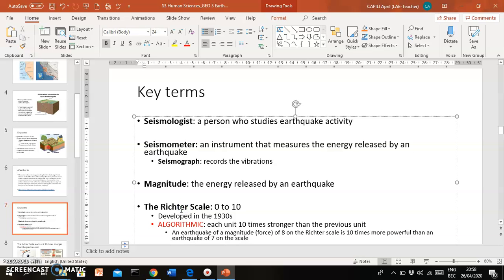Usually we use the Richter scale, so we say that an earthquake has a magnitude of, let's say, 1. That means that it's 1 out of 10. So the Richter scale is a kind of way of measuring how powerful an earthquake is. This was developed in the 1930s. The numbers, 1 to 10, they are logarithmic. That means that, for instance, if you say an earthquake has a magnitude of 2 on the Richter scale, that means that 2 is 10 times more powerful than 1. Okay?